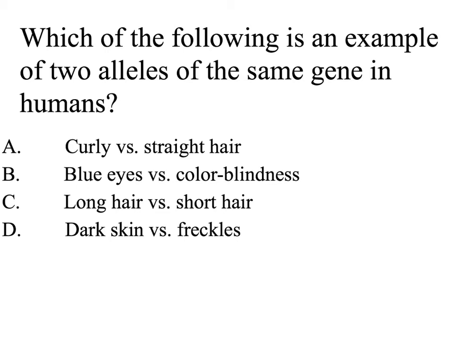Let's practice for a minute. Which of the following is an example of 2 alleles of the same gene in humans? The answer is curly hair and straight hair. These are traits that are coded for by the same gene.